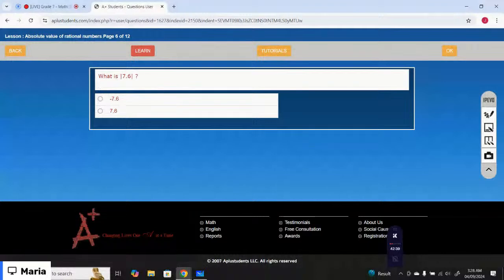What is the absolute value of 7.6? So which is the correct option? The correct option is 7.6. Option number 2 is the correct option, right?